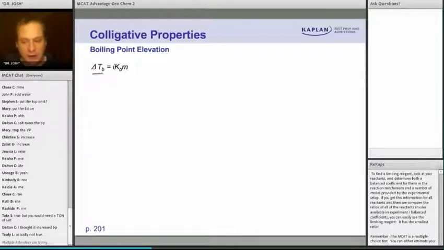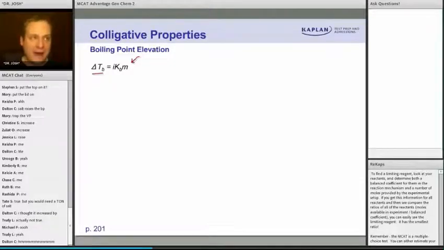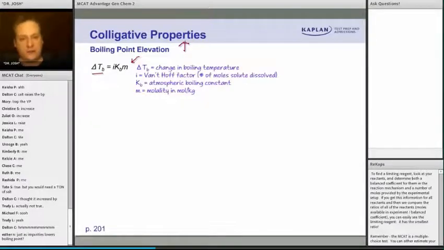Now you have to add a lot of salt. Why? Because the change in boiling point depends on molality, which means you have to add moles of salt before you even see any kind of change there. So if you add solute, you increase the molality. You increase the boiling point. So lower vapor pressure, have to add more temperature to increase the boiling point. And the change in your boiling point is going to depend on things like the Van't Hoff factor, which is i, Kb, which is your boiling point elevation constant, and little m, molality.